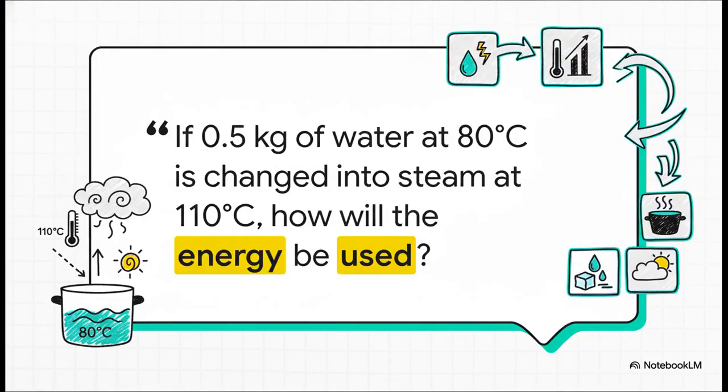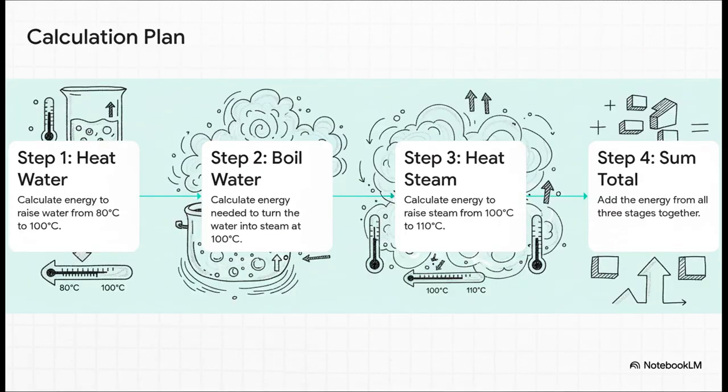Okay, time to put this knowledge to work. Let's imagine we have half a kilogram of pretty hot water, say at 80 degrees. And our goal is to turn it into superheated steam at 110 degrees. To figure this out, we have to calculate the energy needed for 3 separate stages of the process. So here's our game plan.